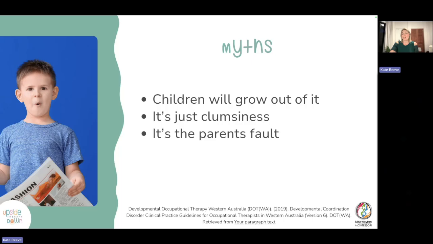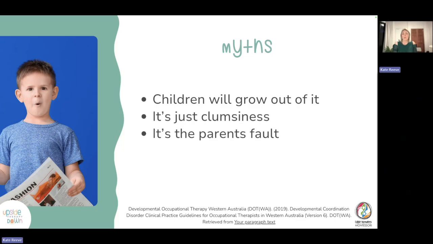Another myth is that it's just clumsiness. So we've all heard of a clumsy child. DCD or dyspraxia was previously known as clumsy child syndrome. So it just shows that when we do have a child that's clumsy or that doesn't have as coordinated motor movement as a lot of our other children would have, it might be worth starting to question whether or not this child has dyspraxia and referring for an assessment.